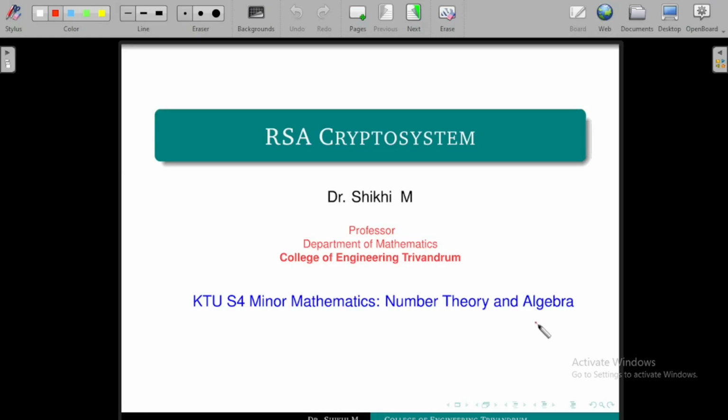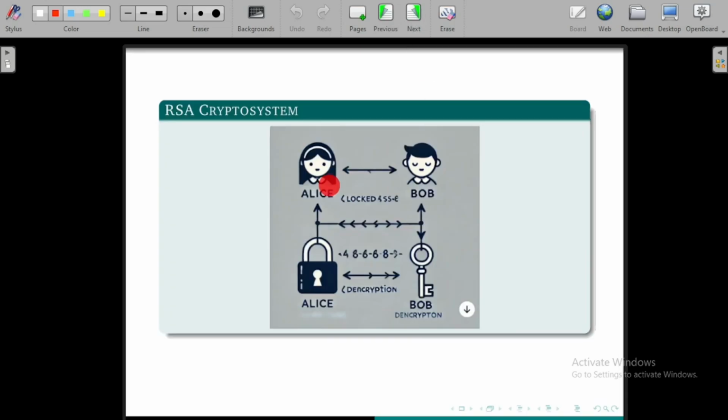Today our topic of discussion is RSA Cryptosystem. Suppose Alice wants to send a secret number to Bob. What she will do is encode the number using some mathematical key and send the message to Bob. Bob knows how to decode it using some other mathematical key. So this will keep the privacy of the message. Today we will study how to construct the mathematical keys for encryption and decryption using RSA Cryptosystem.